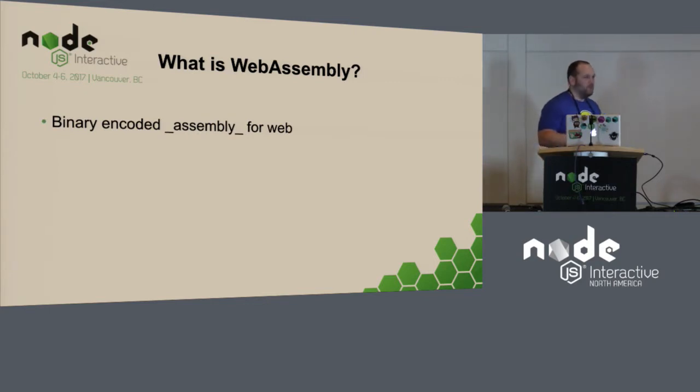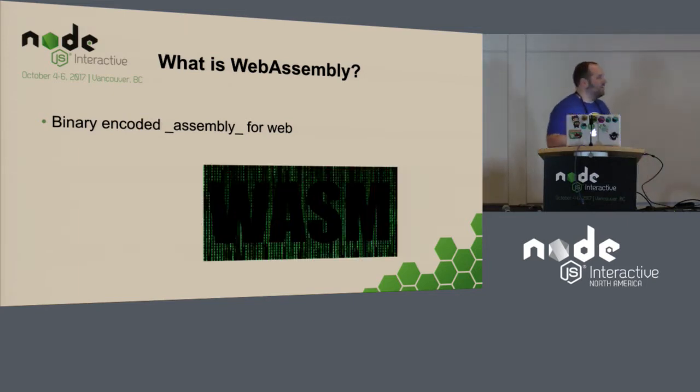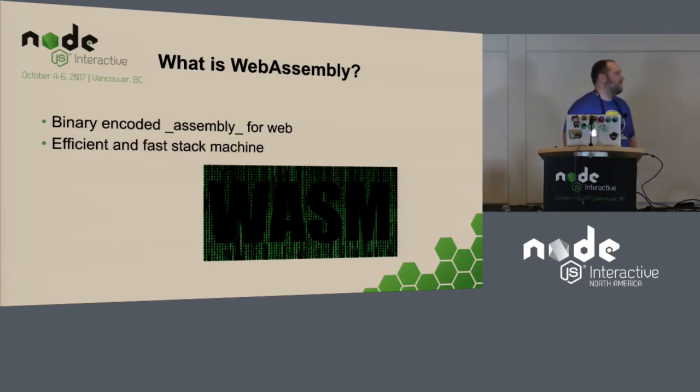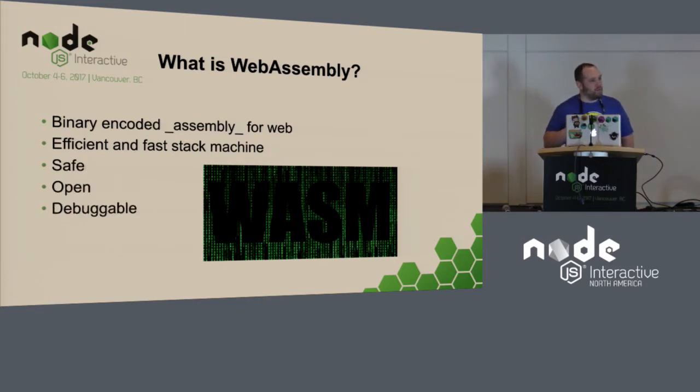So binary coded assembly, I think, is a really good word here. So if you look at WebAssembly code, don't expect anything fancy, like a for loop. Okay? You're not going to get anything like that. It's a lot lower level than that. You can't really see that. That's like WebAssembly in the Matrix. You feel cool when you write WebAssembly, all right? So that's nice. It's an efficient and fast stack machine, and it's safe, open, and debuggable. In other words, it's web tech.